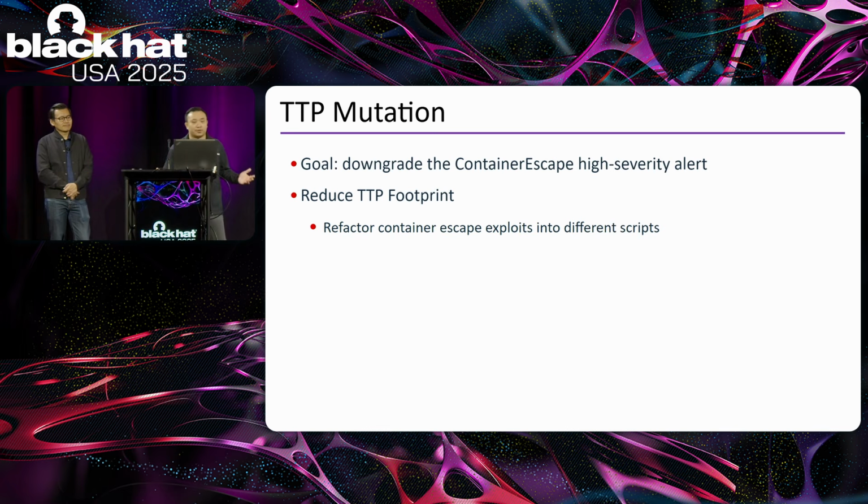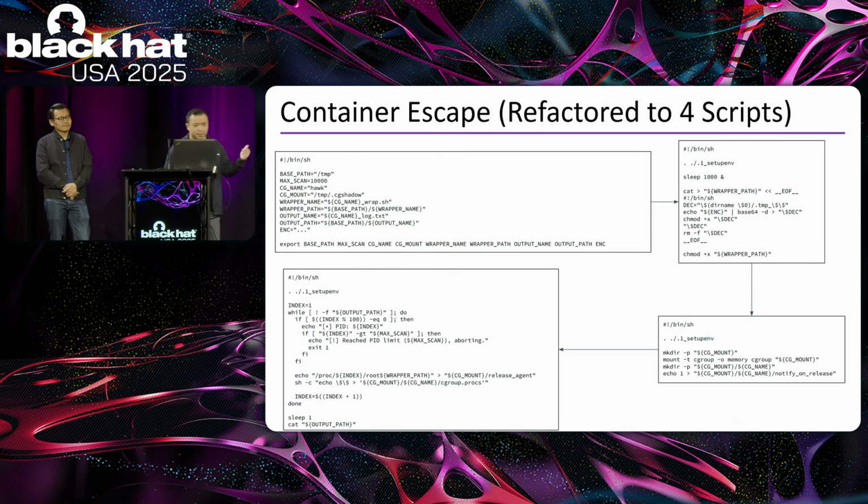With this new observation, I started working on some mutations again. The goal here is to downgrade or get rid of the container escape alert altogether. There are a couple of malware dev principles I can use here, but the one I opted for is to reduce the TTP footprint. The simplest way to reduce TTP footprint is to refactor it into smaller files, which will change the signatures of the files completely. So I refactored the container escape exploit into four smaller scripts.